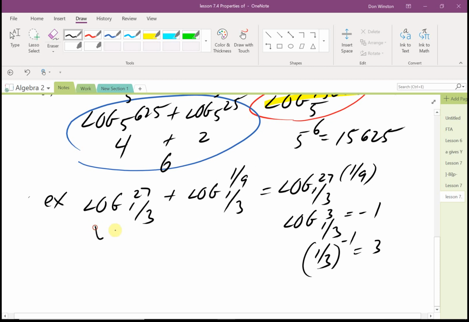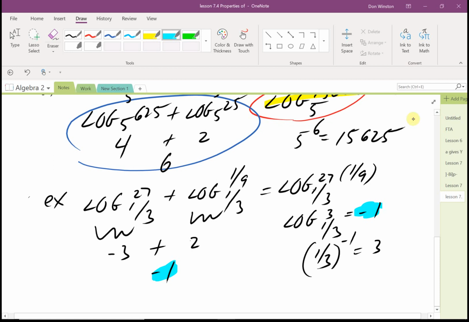Likewise, we could have done each of these separately. Log base 1/3 of 27, well, let's see here. That would equal -3. And then log base 1/3 of 1/9, so that would equal 2. And then -3 plus 2 would equal -1. So again, you get the same answer. -1, -1. Okay, and just a couple more of those, and then we'll go on to the other property of logs.